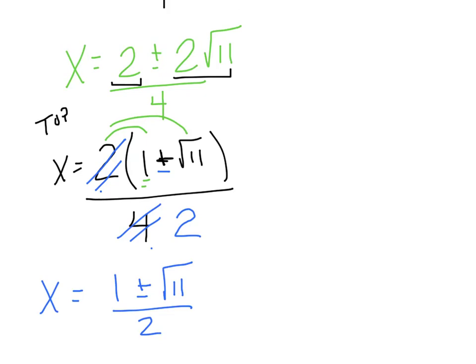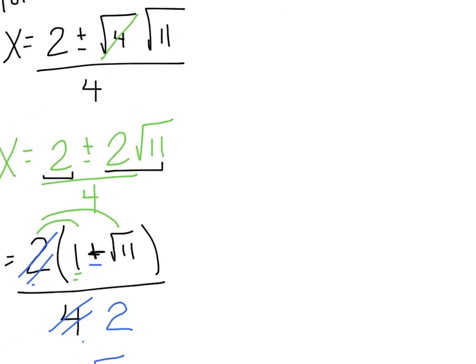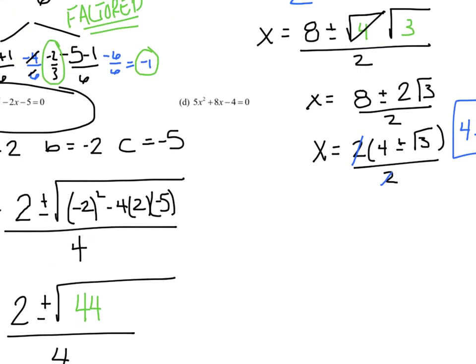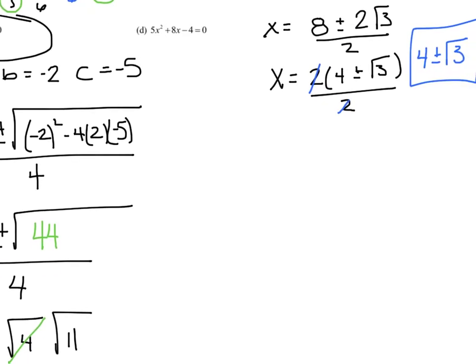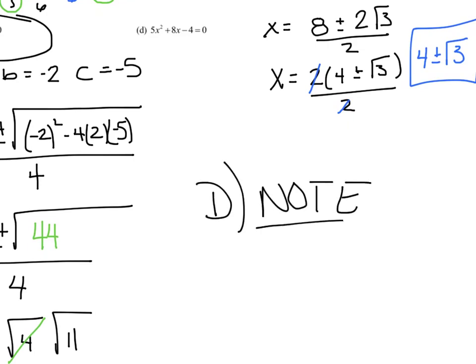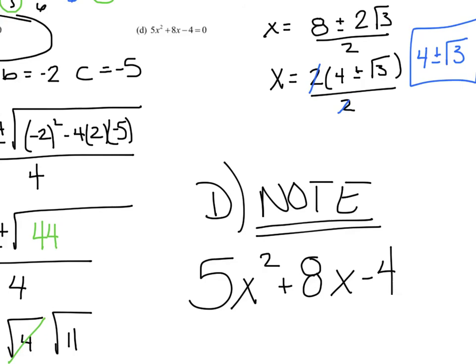All right, well, we've had a lot of practice. We've got one last one for you to put in your notebook. Let me see if I can find this bad boy. And there it is. I will rewrite it down here. This goes in your notebook as question D, and we want it simplified as possible. So we've got 5x squared plus 8x minus 4 equals 0.